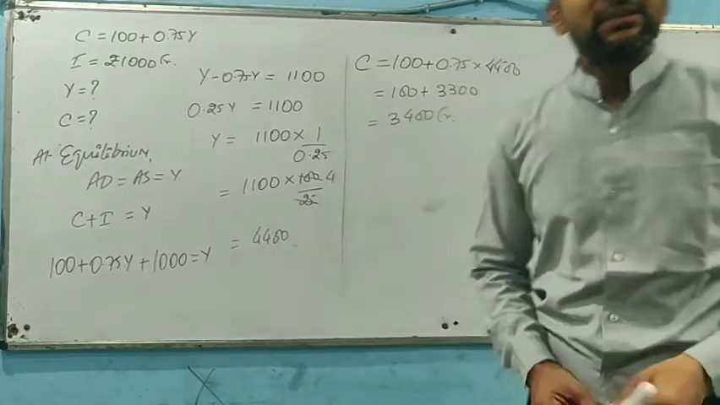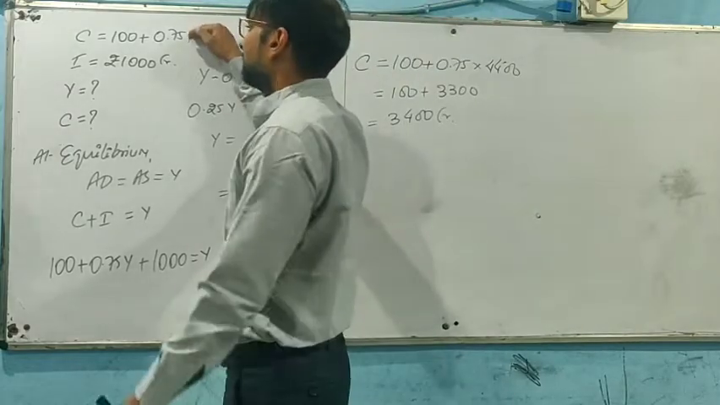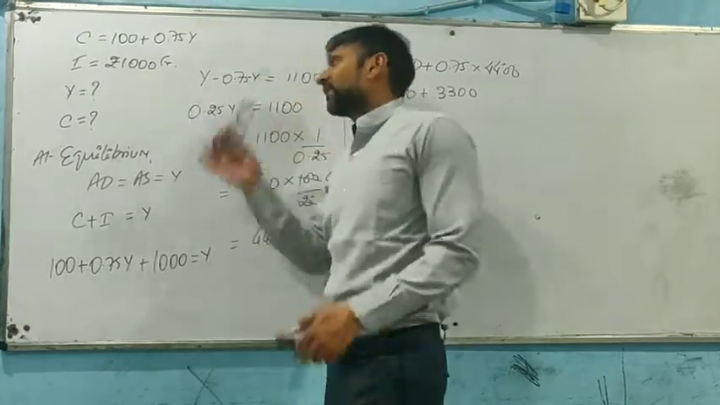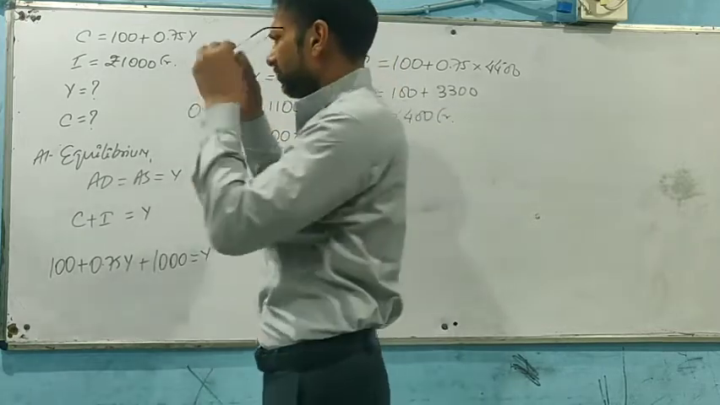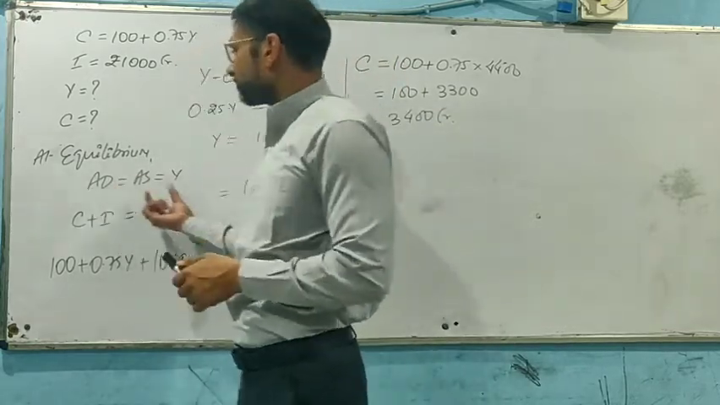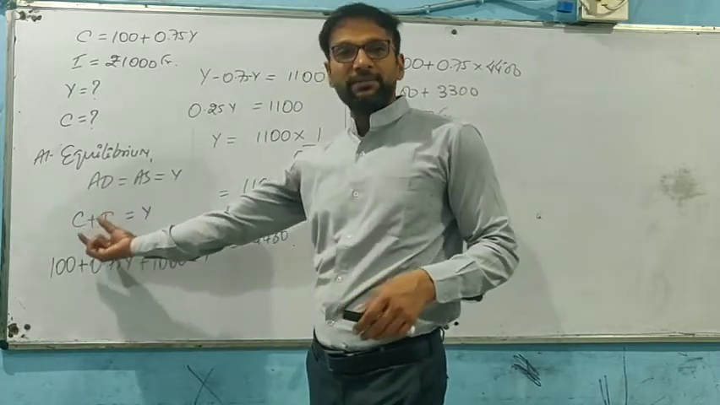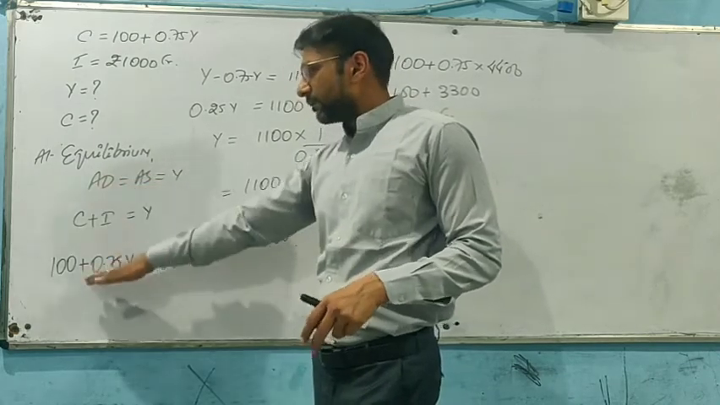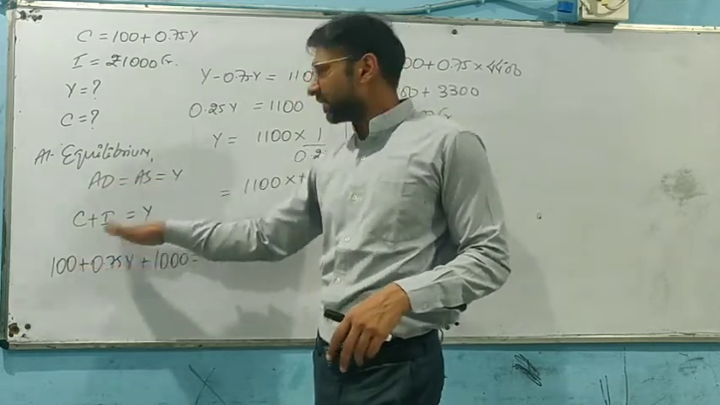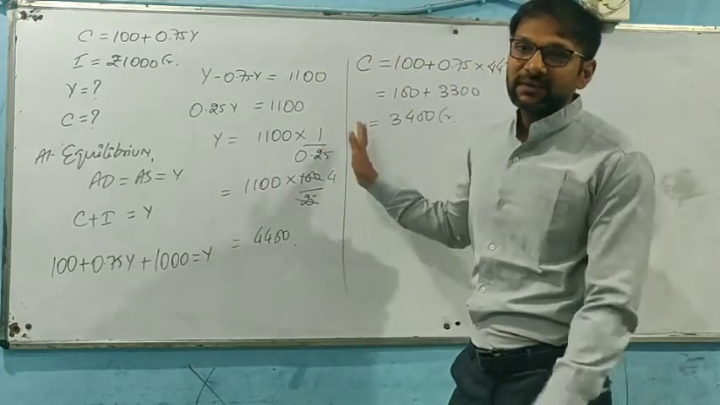This is how you can solve the question when the consumption function is given. Maybe if the consumption function is not given, a saving function can also be given in the question. But we need to see that at equilibrium AD equals AS, or we can say AD has a component of C plus I and AS equals Y. So at the equilibrium level we can put the value of the consumption function and investment in order to obtain the national income as well as consumption.